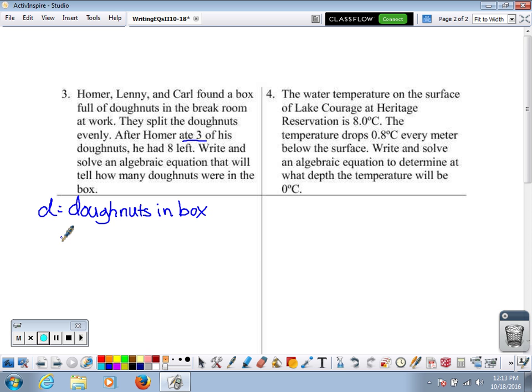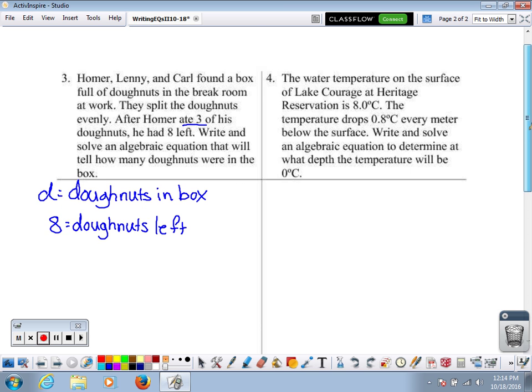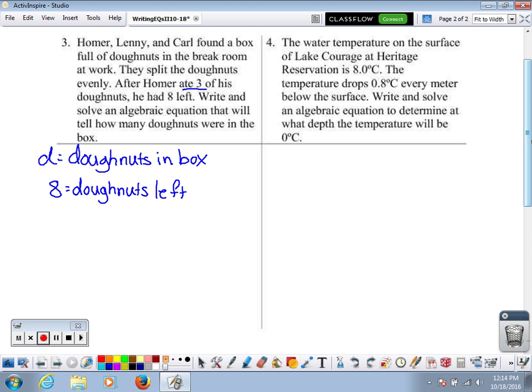8, okay? What was 8? How much is left? Good. 8 was how many donuts were left, that's how many donuts were left at the end of the story. Okay? What else do we see? What are some other numbers? We see the number 3. Okay, and what's 3 all about? That Homer ate 3 of the donuts. Those are the donuts that Homer ate.